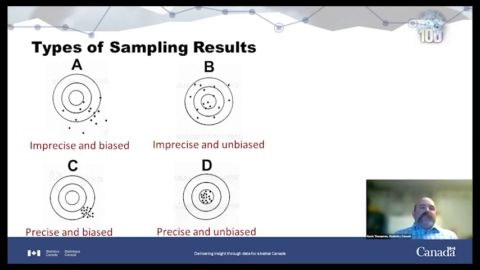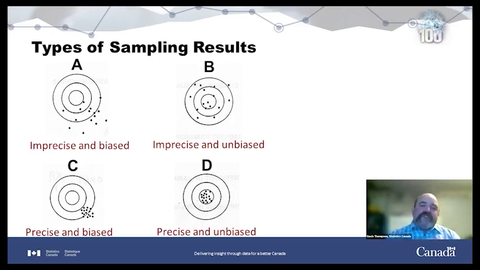And so you've got imprecise and biased, which is type A. They're not really called type A, it's just A, B, C, D. And then B is imprecise and unbiased, and C is precise and biased, and D is precise and unbiased.